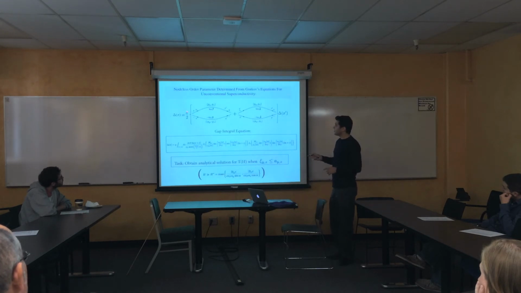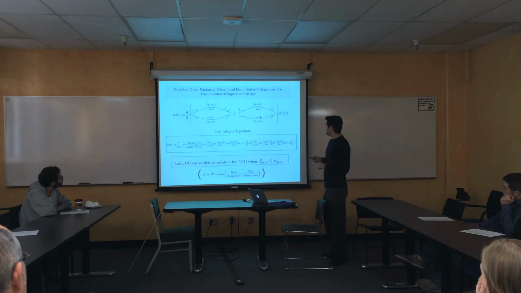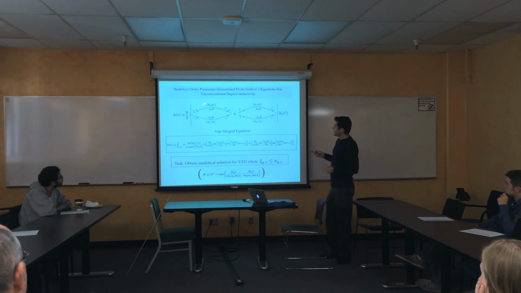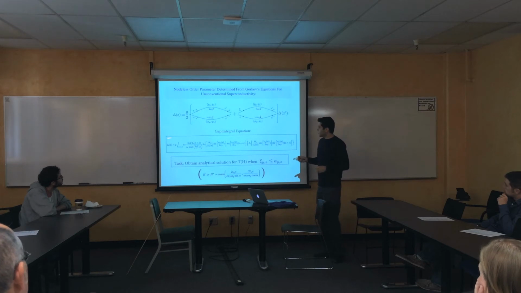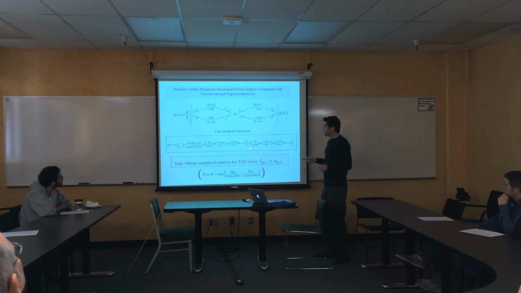G here is the effective electron coupling constant. You can think about this as some kind of a potential interaction which is constant near the Fermi surface, similar to how BCS did it. So after we plug in the wave functions and calculate the Green's functions, we arrive at this gap integral equation. Delta here is the order parameter for superconductivity.